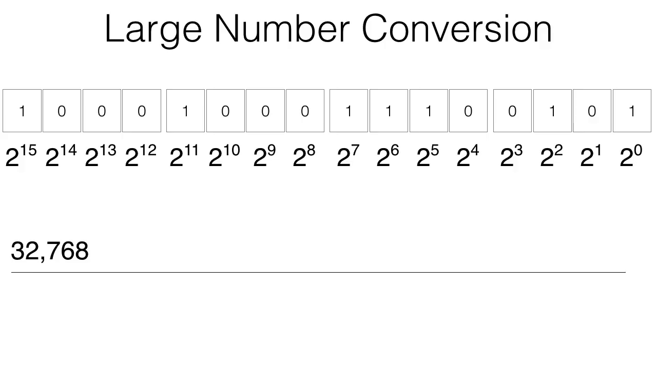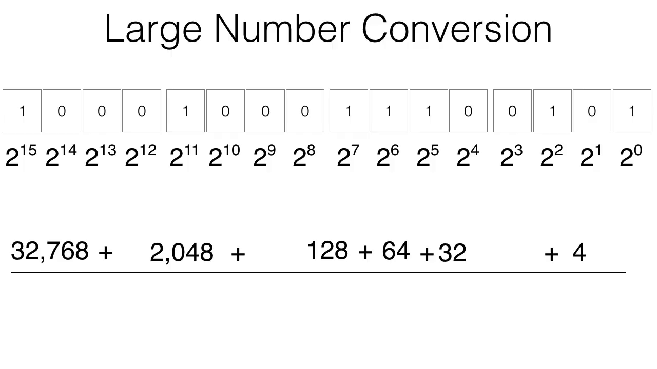Then I go over and I see 0, 0, 0, and I go to the next one that has a 1 in it, and that's 2 to the power of 11. So now I want to add to that 2,048. 0, 0, 0. The next one is 2 to the power of 7. So now I want to add 128 to my total. The next one is 2 to the power of 6. I'm going to add a 64. Next one is 2 to the power of 5. I'm going to add a 32. 0, 0. The next one is 2 to the power of 2. So that's a 4. And the last one is 2 to the power of 0. So I'm going to add a 1.